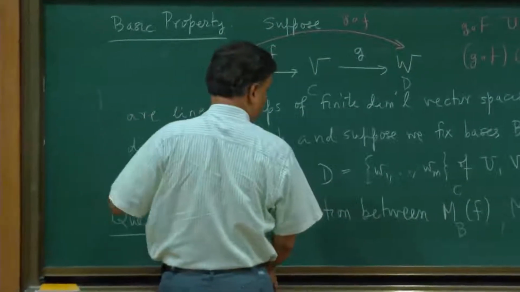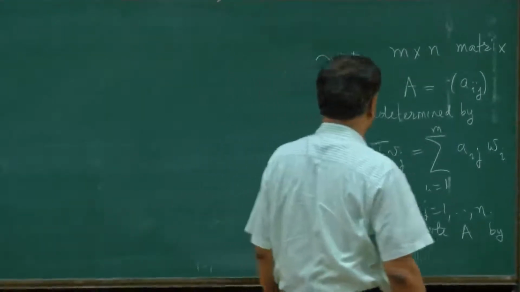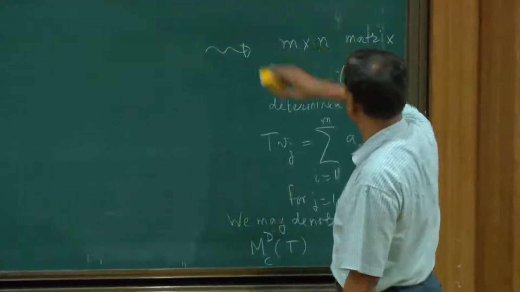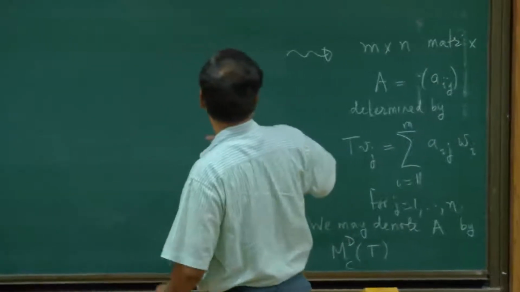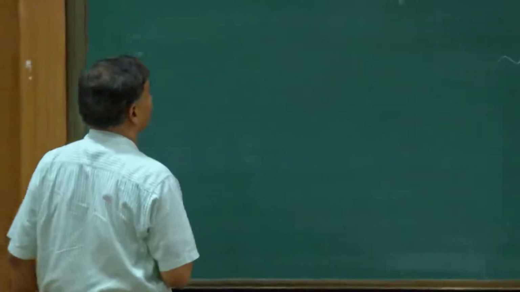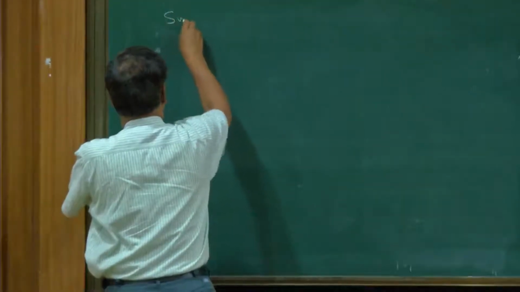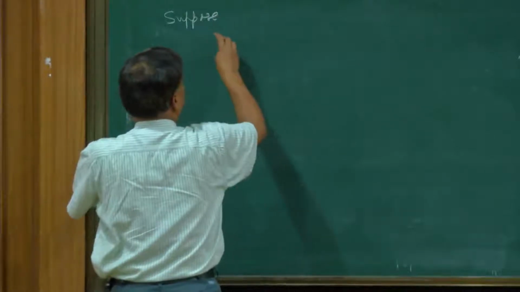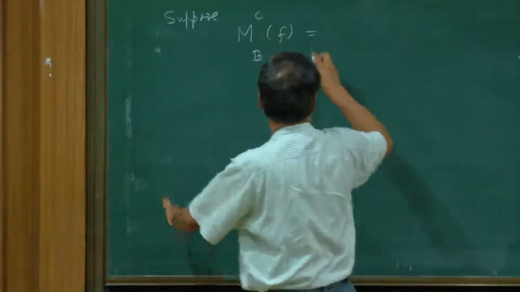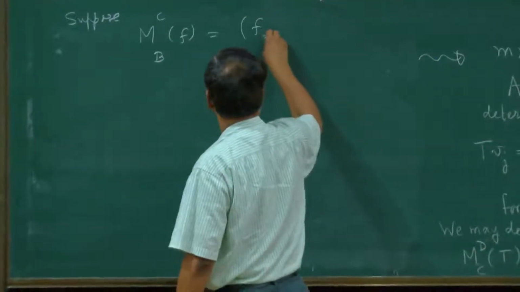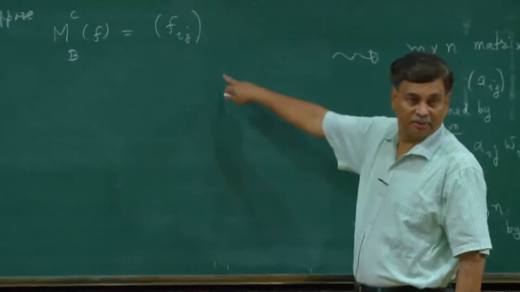So let us try to figure this out. So we'll keep this thing here, except now maybe what is it? The map from, so suppose, so there are too many letters. So suppose I write matrix of F with respect to B and C as what shall I call it? Say Fij. What will be the size of this matrix? What's the size of this matrix?